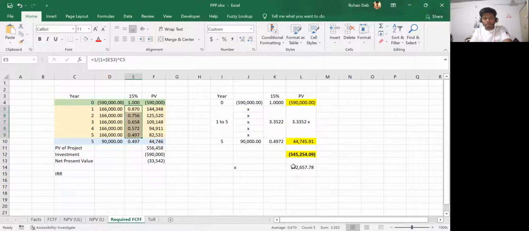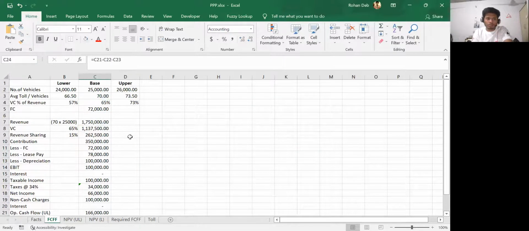3.352. Now you multiply that, so 3.352x is equal to 5,45,254. So basically what this says is that every year you need a minimum unlevered cash flow of 1,62,654.78. Got it?